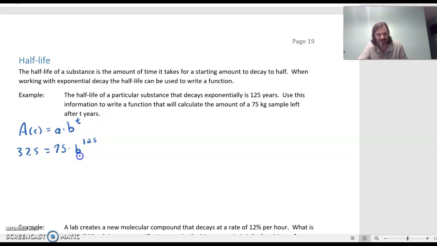So we have everything in the equation except for the b. So let's solve for the b. I can divide both sides by the 75. So I'll have 1/2 or 0.5 equals b to the 125. Okay, so what can I do here?